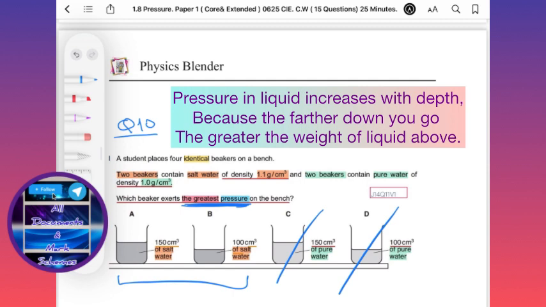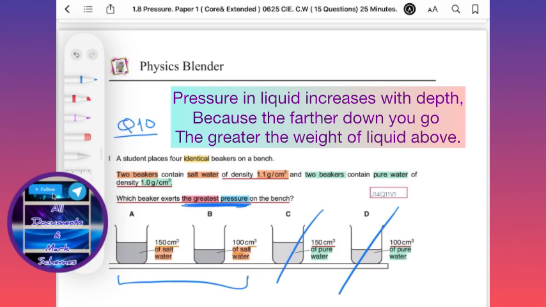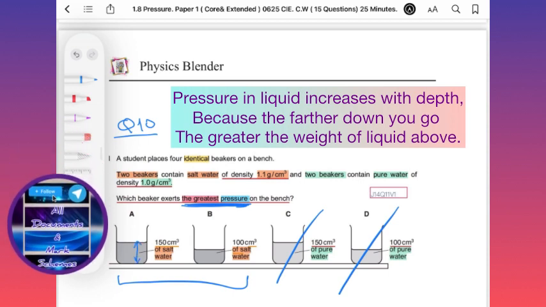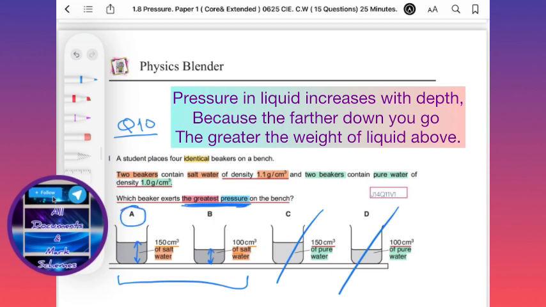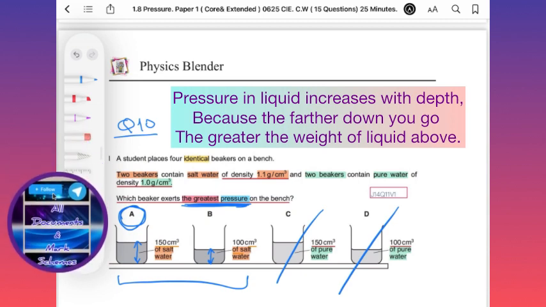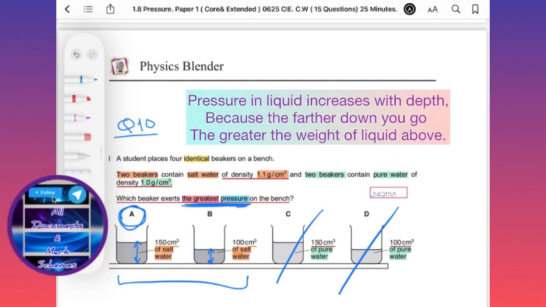The other factor affecting pressure of liquid is depth of liquid. Which beaker, A or B, has more depth of salt water? It's clear that depth of water here is greater than in case B. So your correct answer is A because it has greater density, salt water, and it's deeper than case B.